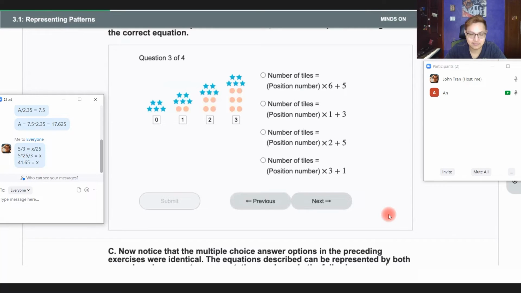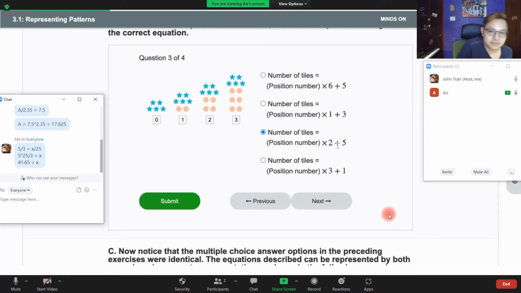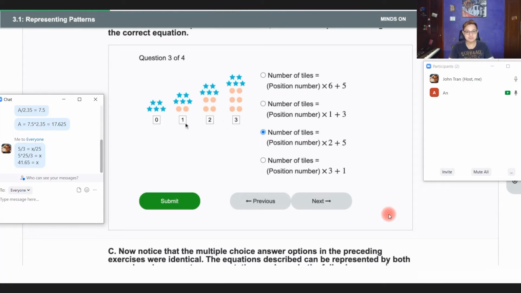And then in this one, it is position number times 2 plus 5, because 0 times 2 is still 0, but when you plus 5 you have 5 stars. And then 1, you multiply by 2, so you get 2 circles, and that 5, and you get 5 stars. Yeah, so correct.